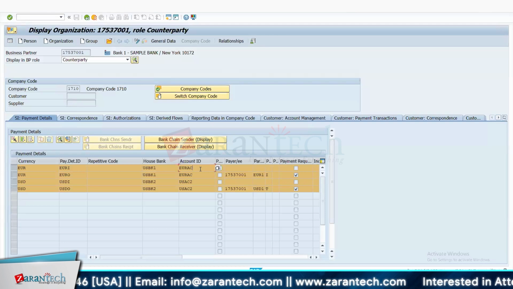Because as we know, in house bank we have something called GL, and that will actually form the crux of your accounting entry. So that is why it is very crucial that you maintain the house bank details in the counterparty. Okay, is it clear? I don't know if people are not familiar with this, because this may be a little tricky, but let me know if this is clear.